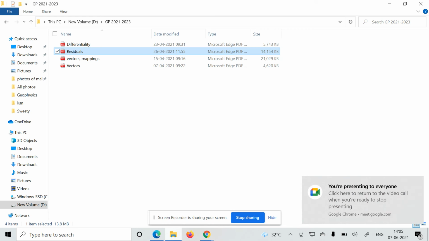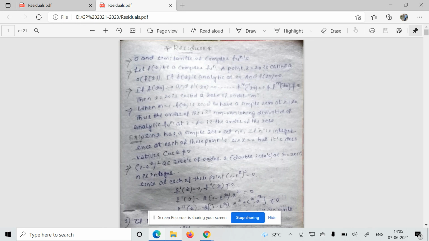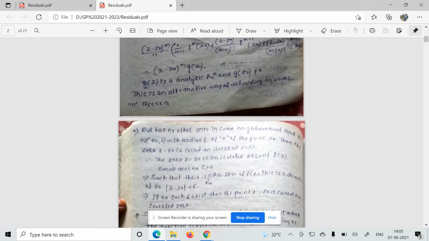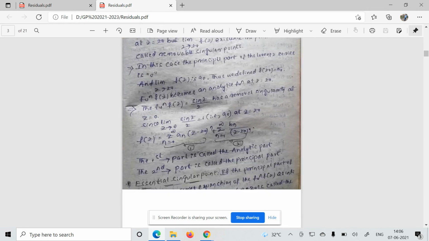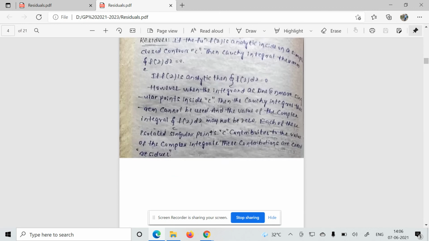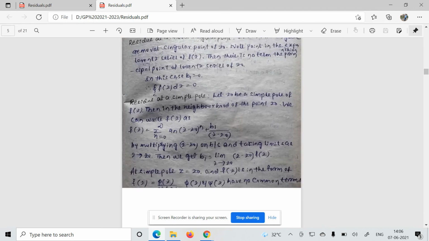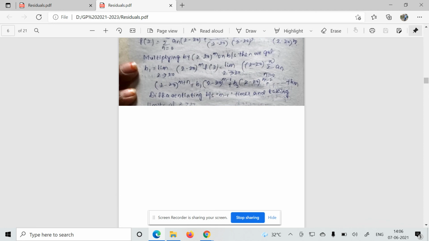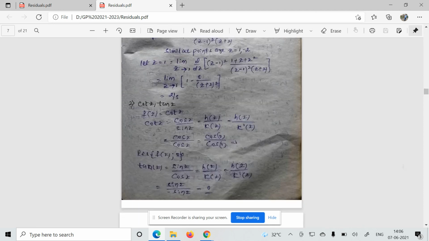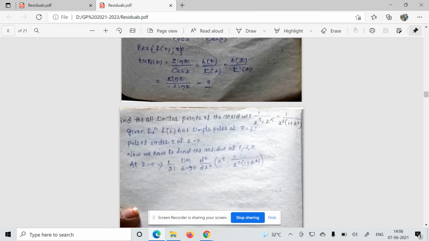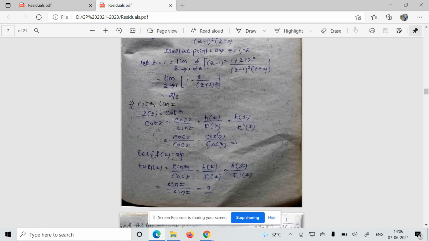Okay, so yesterday we have seen two problems regarding residues. I think all of you recall the basics of isolated singularity, removable singularity, essential singularity, and residues. Now today I am going to take the class on the Cauchy residue theorem. This problem here is very important.